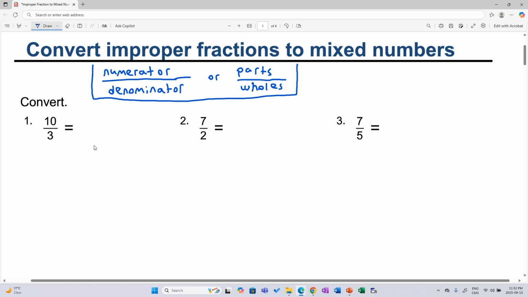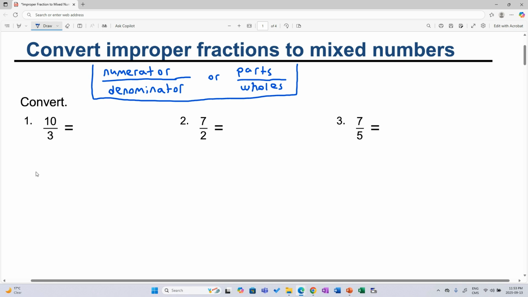Let's start with an example of 10 over 3, or you can refer to this as 10 divided by 3, or 10 thirds. The top number is the numerator, or the number of parts, and the bottom number is called the denominator, or the number of wholes. In this case, I want to figure out how many times I can group 3's out of 10's.